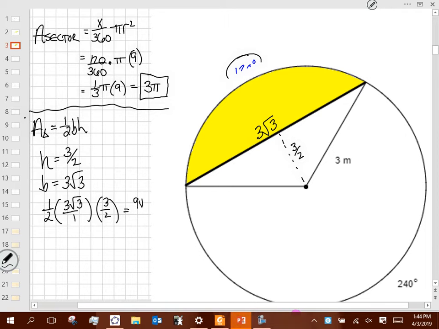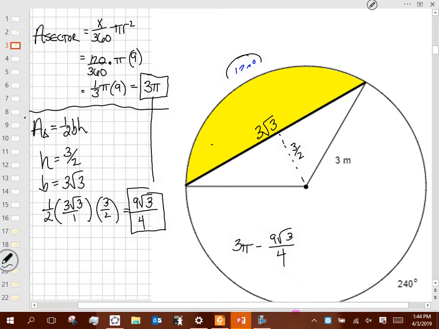9 radical 3. And what do I get when I multiply straight across the bottom? 4. There's the area of the triangle. What do I do with these two numbers to find the area of the yellow? Subtracting. So, which one's bigger? 3 pi. So we have 3 pi minus 9 radical 3 over 4. And that is the exact area of that yellow region.